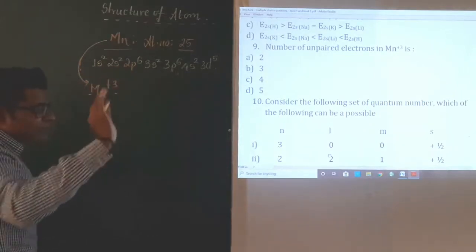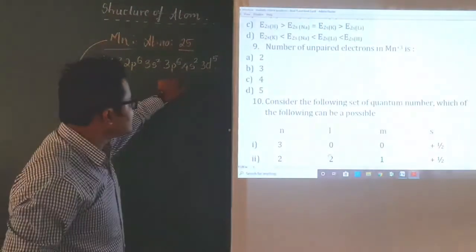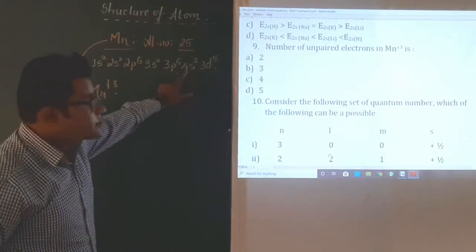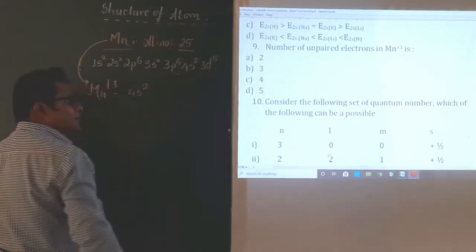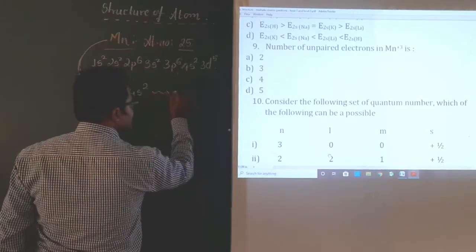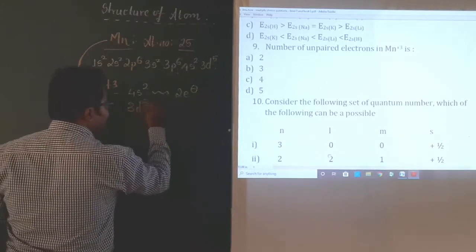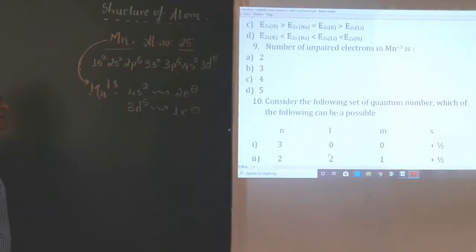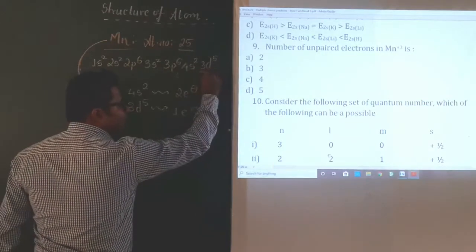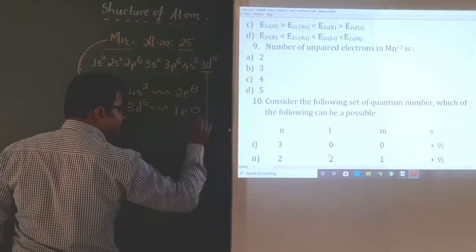So removing an electron always occurs from the outermost shell. The outermost shell is 4s again. So 4s will lose 2 electrons. From here it loses 2 electrons. From 3d5 it will lose 1 electron. Okay, so we are going to lose it like this now. Therefore, when we observe, 3d5 will now become 3d4.